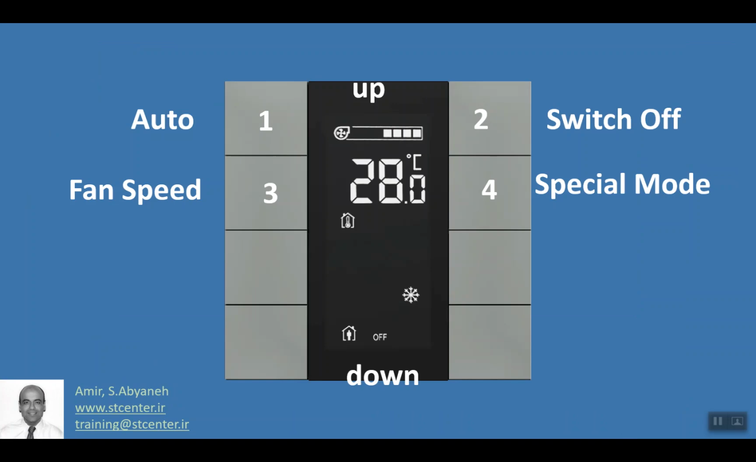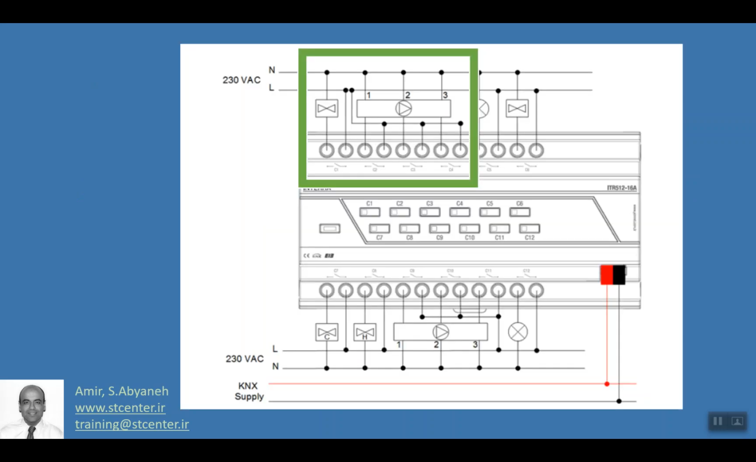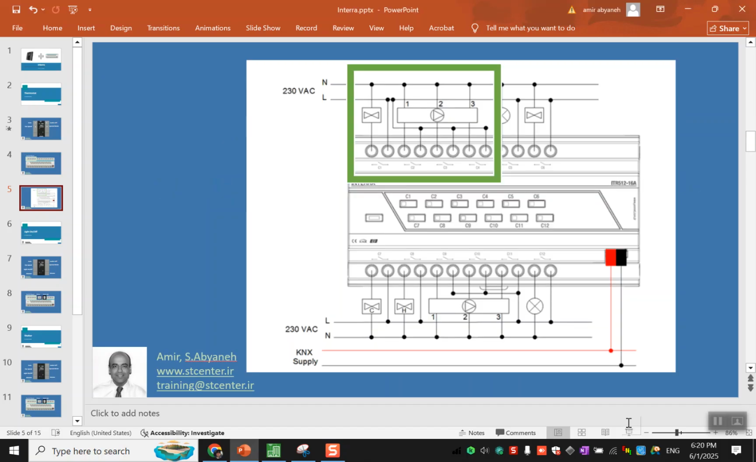We want to provide this configuration: button number 1, button number 2, 3, 4, up and down, to control the fan coil with the thermostat. And you remember this, the first 4 outputs, and the wiring like this. Output number 1 is for the valve. Output number 2, 3, 4 control the fan speed. Okay, good.